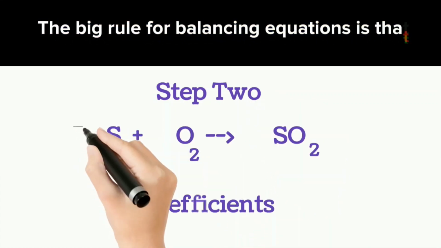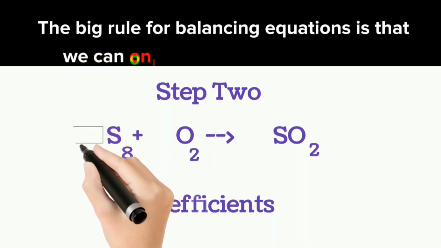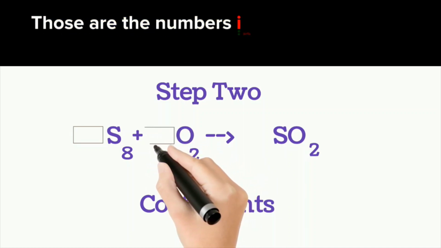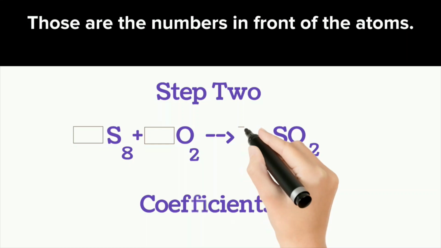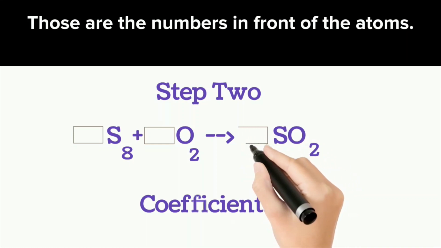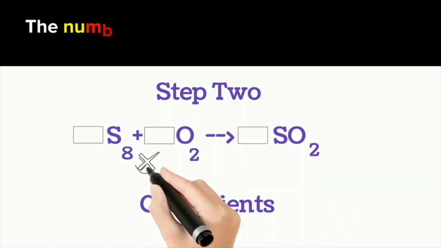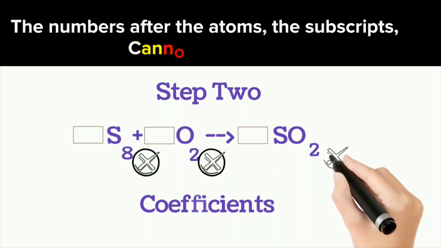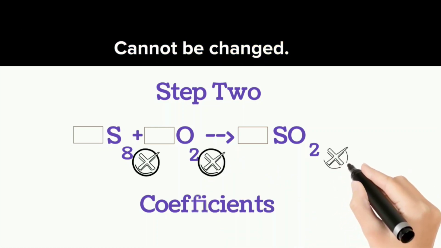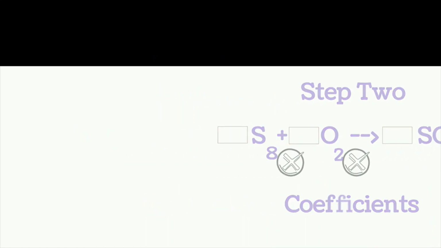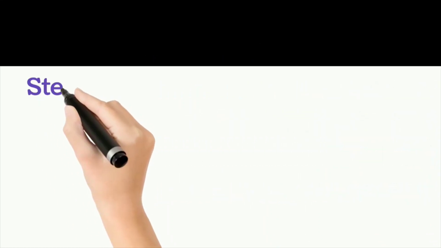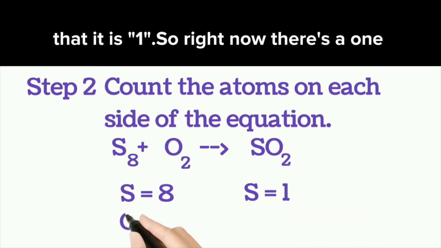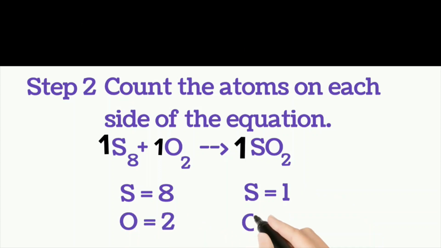The big rule for balancing equations is that we can only change the coefficients. Those are the numbers in front of the atoms. The numbers after the atoms, the subscripts, cannot be changed. If there is no coefficient written, we assume that's 1. There is 1 in front of these terms.